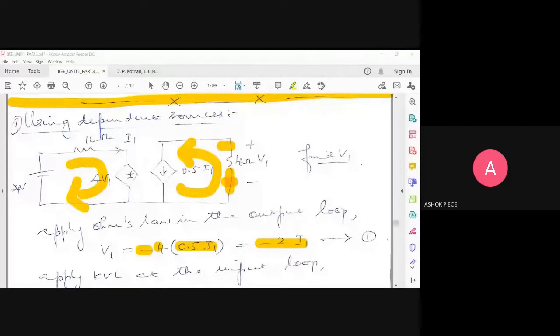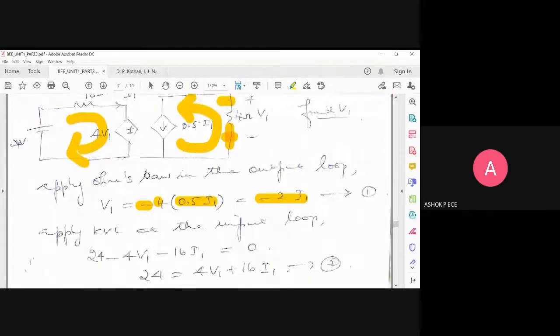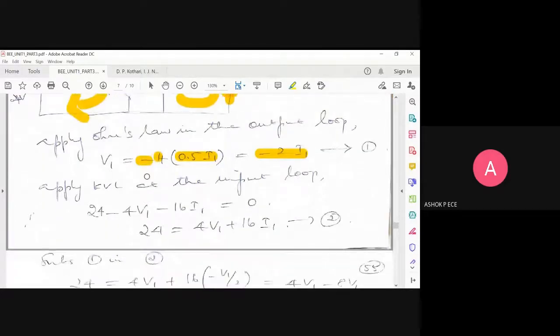Nitish, you are there? Can you say the KVL equation for the first loop? Yes, sir. 24 minus 16 I1 minus 4 V1 equal to 0. Very good, thank you. See the equation. Is anybody having doubts in this equation? 24 minus V1 minus 16 I1 equal to 0.